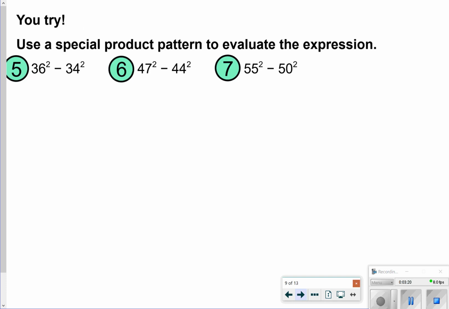So here are 3 that you are going to try. Again, use that same pattern you did in questions 2 through 4, except now you actually have some numbers to deal with. Let's go ahead and pause so we can try it, and once you're done, click play to check your work.